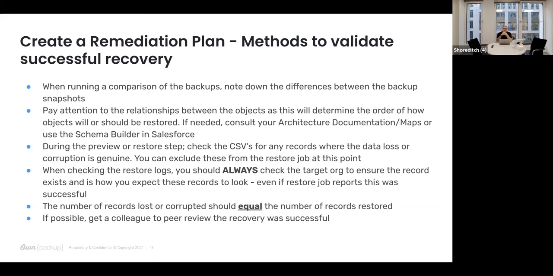Also, pay attention to things like relationships. Commonly, you might find some objects have restored successfully, but if you haven't done things in the right order, or perhaps you haven't got all the objects you need to restore, or miss one out, that's going to cause a partial restoration. And that's not impossible to come back from, but it just means you're adding more time to your recovery. So pay attention to the relationships.